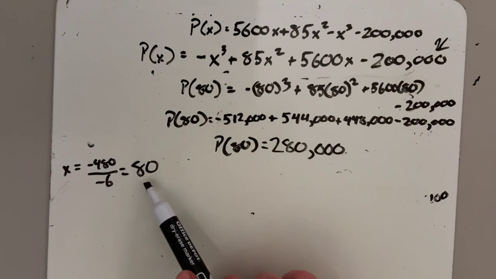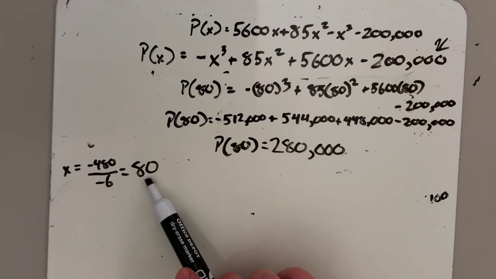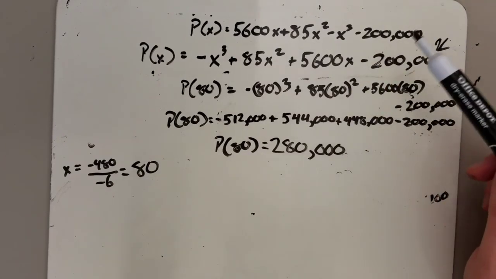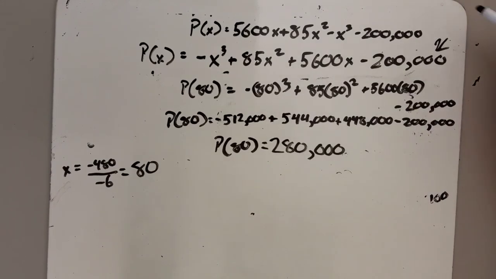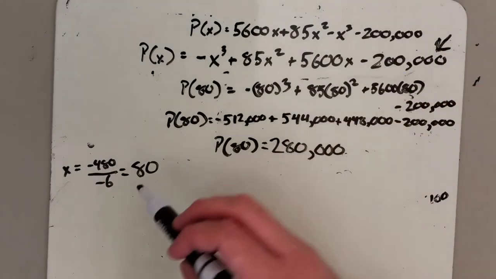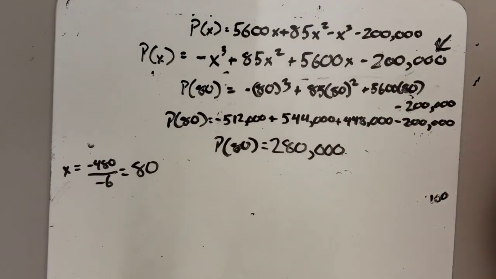Your number of products you need to sell is 80. Again, we found that by using the derivative of our function. We found where the slope was equal to zero. We only took the positive value because we don't care about the negative value. Then we plugged it back into our original. It's a big mistake people make. Plug it back into your original, okay? Because remember, that's how much profit you make based on how many products you sold. You sold 80 products to maximize your profit. Therefore, your maximum profit would be $280,000, okay?